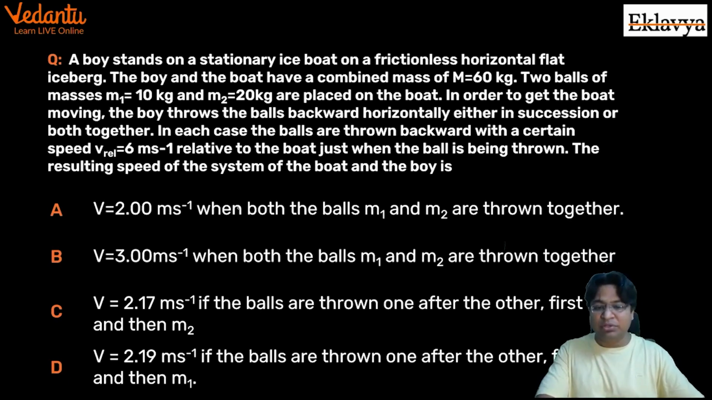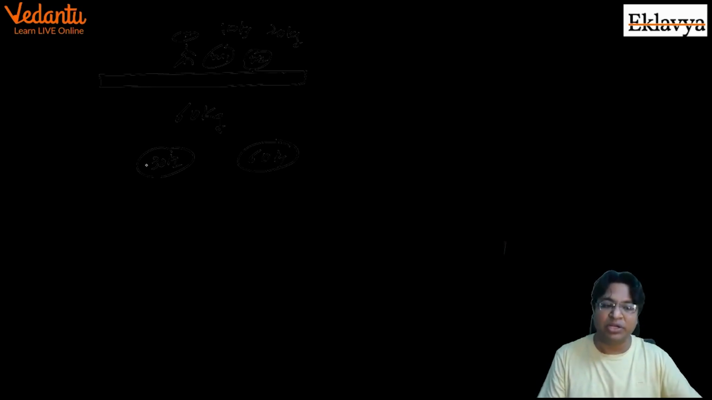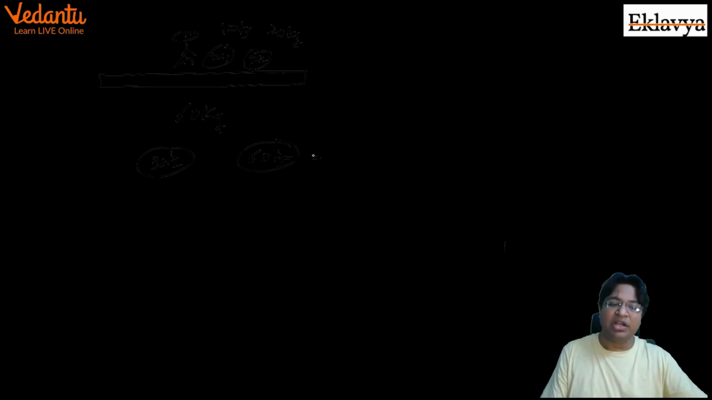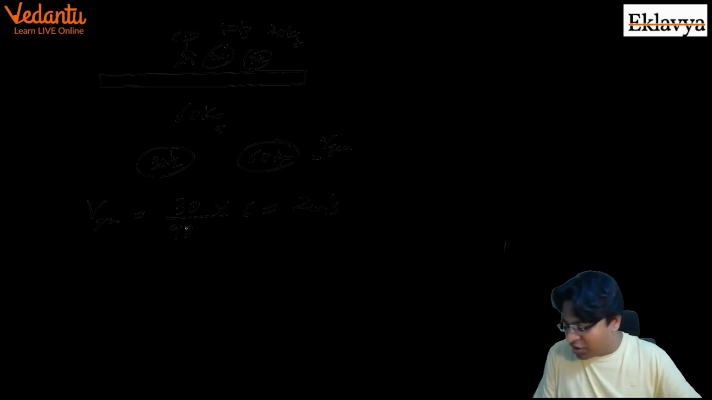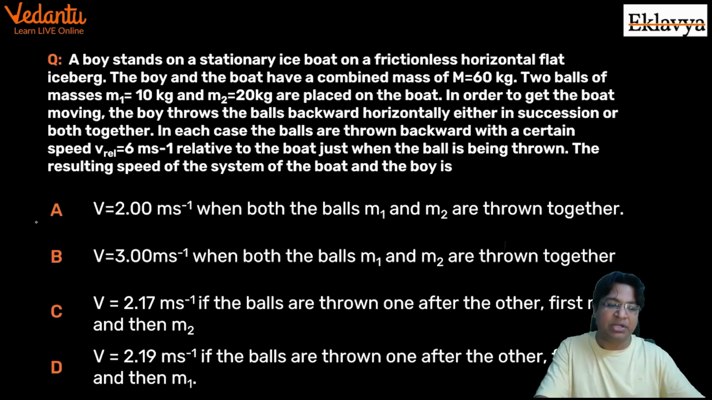Now option A says when both the balls are thrown together. It is like we have shot a bullet of mass 30 kg and the gun has a mass of 60 kg. The boy and the boat become the gun, and the sum of the two balls becomes the bullet. The relative velocity is 6. So the velocity acquired by the gun would be the mass of the bullet divided by the total mass, into the muzzle velocity, that is the relative velocity. So it will become 2 meters per second. So option A is correct.